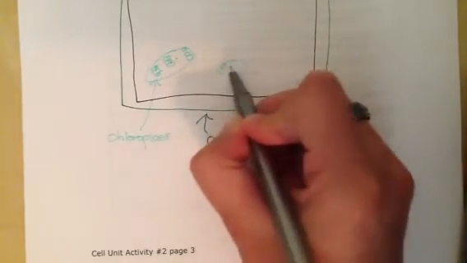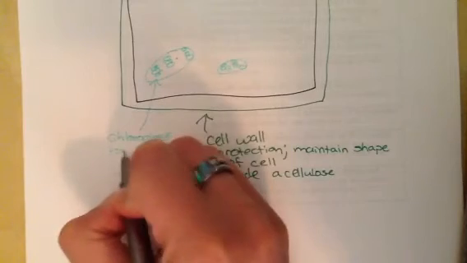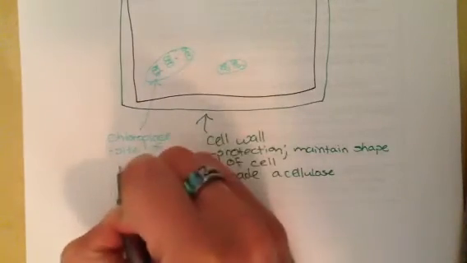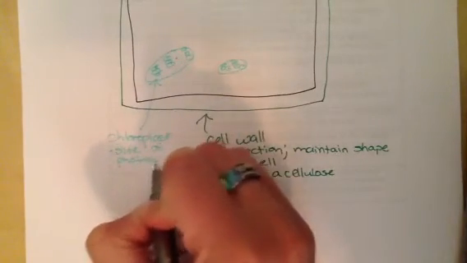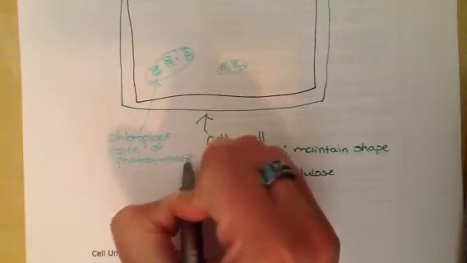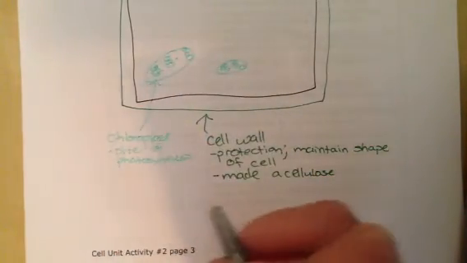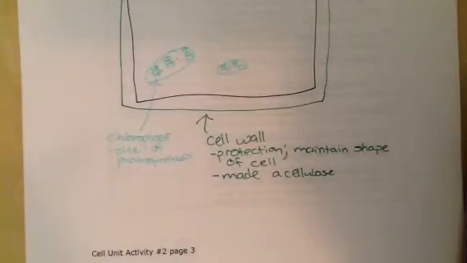We can draw like 5 or 6. I mean, they have lots of chloroplasts in a single plant cell. And it is the site of photosynthesis. It is where photosynthesis occurs. Okay. And they contain chlorophyll, which makes them a kind of greenish color, even though mine are more blue.